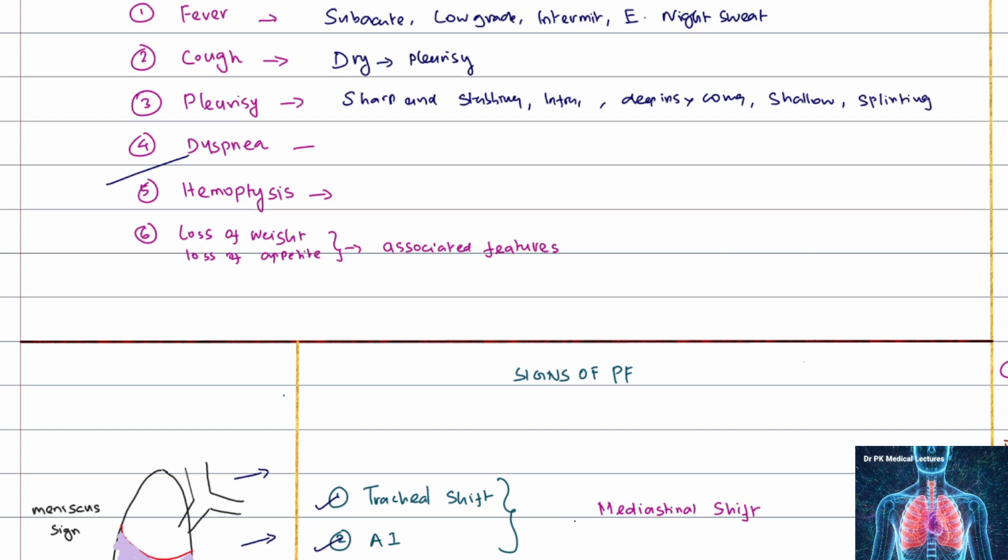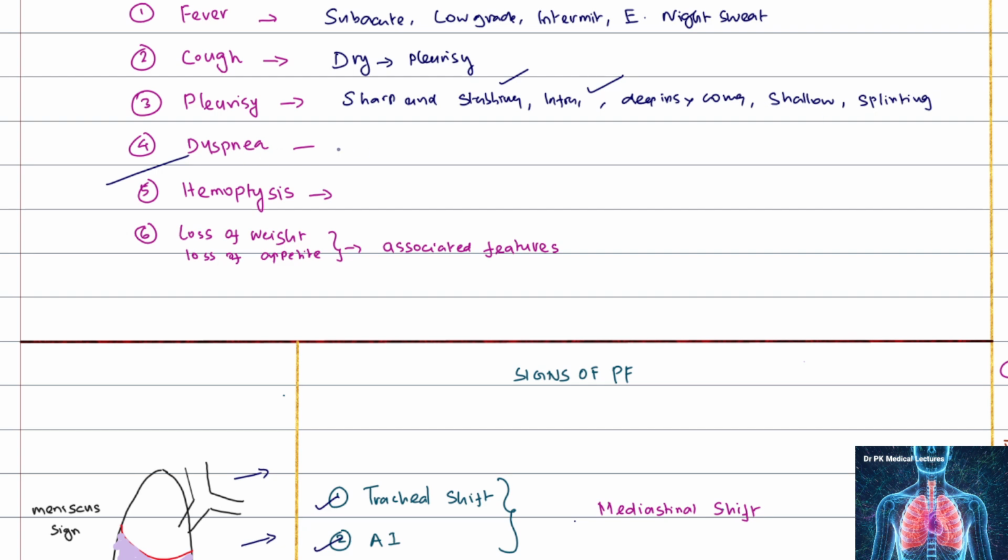So description of pleuritic type of chest pain is very important. It is stabbing in nature. It is always felt in the infraaxillary and infrascapular regions, and it is aggravated by deep inspiration and cough, and it is relieved by shallow breathing and splinting of the chest wall.